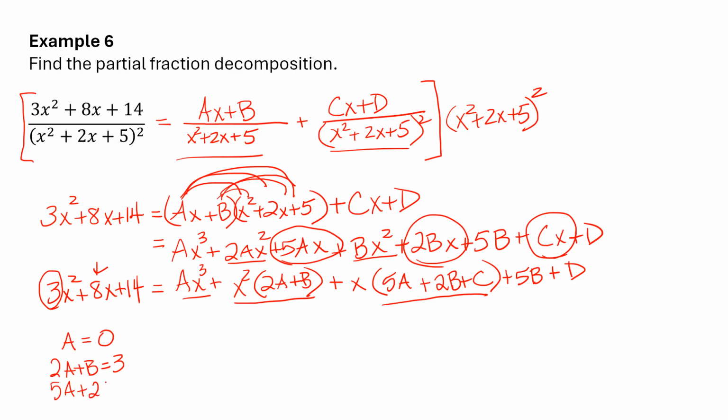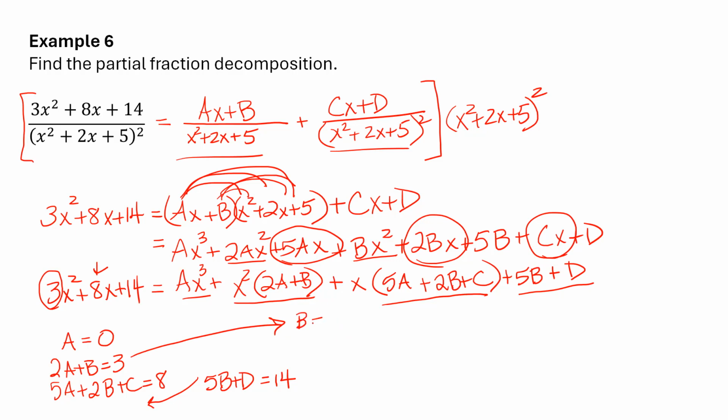So 5a plus 2b plus c must be 8. And then my constant is 5b plus d. So 5b plus d must equal 14. Okay, so I have 4 equations, but really only have 3 because a is 0, and I can start plugging that in to the second equation. So since a is 0, 2a plus b is just b.